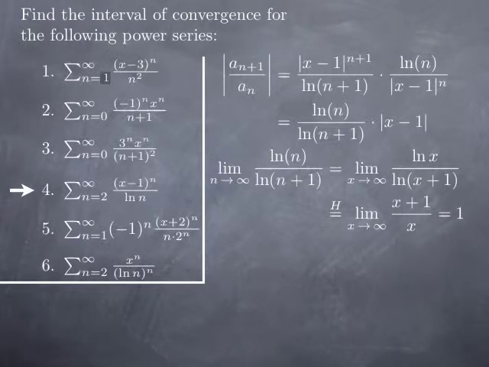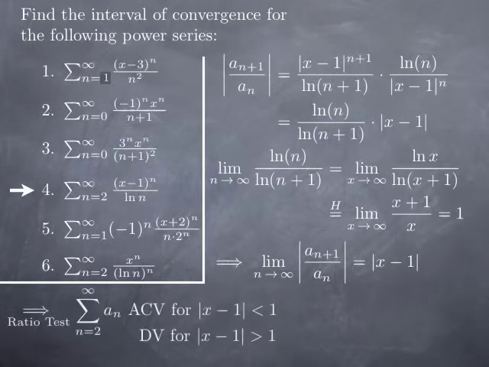So since the coefficient in front of the absolute value of x minus 1 in the expression for our ratio an plus 1 over an goes to 1, that means that the limit of our ratio is simply the absolute value of x minus 1, in other words, the distance between x and 1. And by the ratio test, we can conclude that our series is absolutely convergent whenever this distance between x and 1 is less than 1, and divergent whenever it is greater than 1. In other words, we have, for the interval of convergence, an interval centered at 1 of radius 1, so it's going to extend from 0 to 2, and we need to test these two endpoints, x equals 0 and x equals 2, separately.